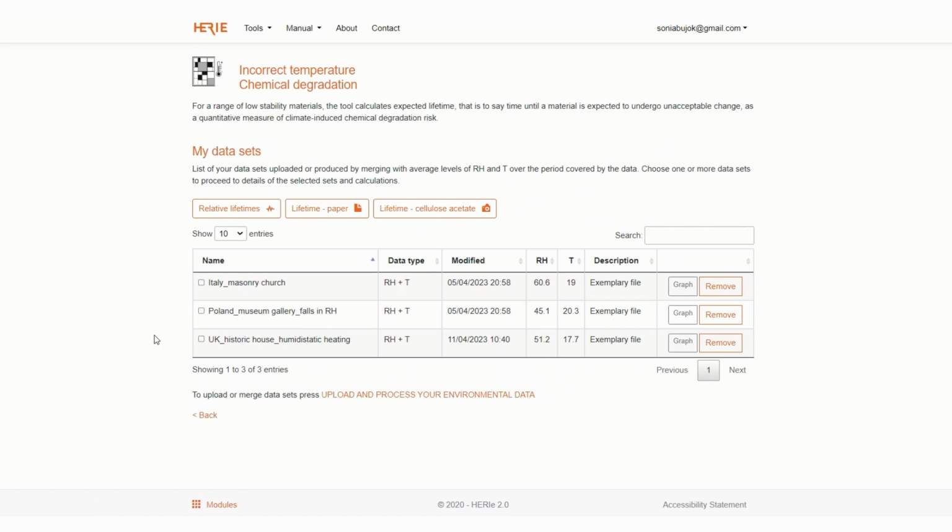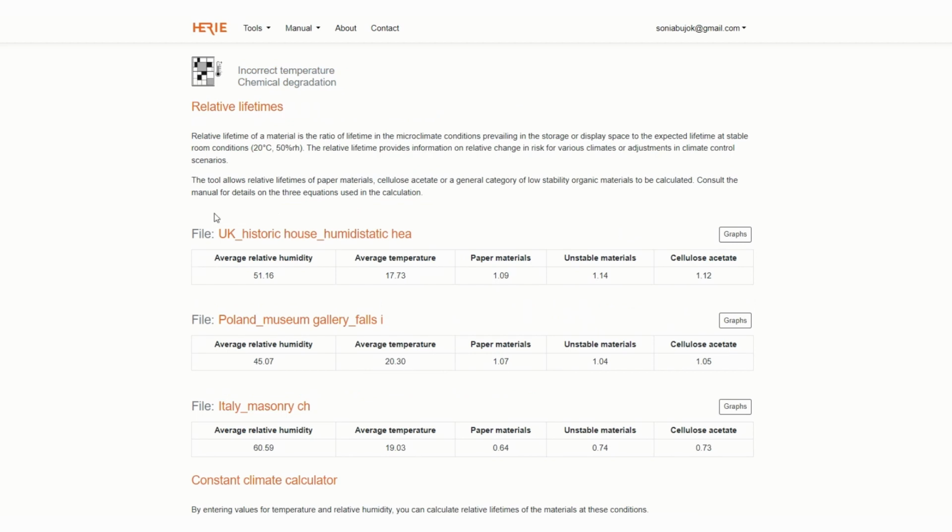When environmental data are uploaded, we can select one or a few of them and use the tool to calculate the relative lifetimes of the cellulose-based and other low-stability organic materials. Generally, relative lifetime is calculated as the ratio of a lifetime at given conditions and the lifetime at stable room conditions of 20 degrees Celsius and 50% of relative humidity.